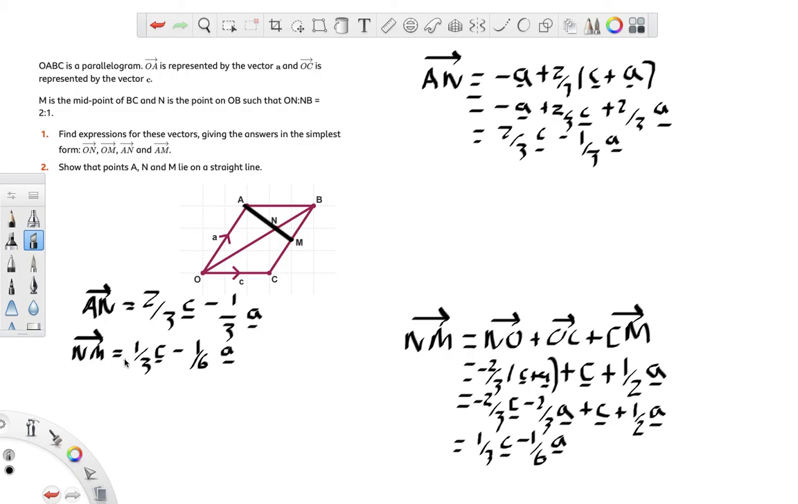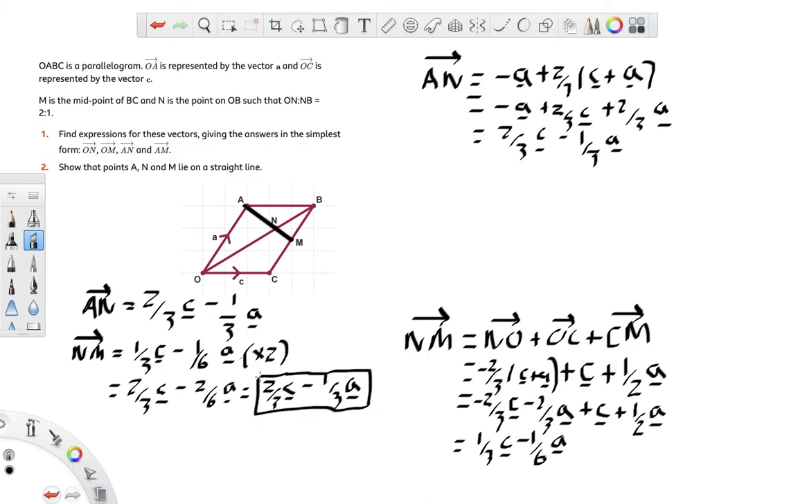Well, what about if we timesed N to M by 2? So if we timesed this whole thing by 2, well, we'd get 2/3 of C minus 2/6 of A. Well, that's 2/3 of C minus a third of A. And what we've just worked out here, well, that is the vector A to N. So therefore, we can write that AN is equal to 2 lots of NM.